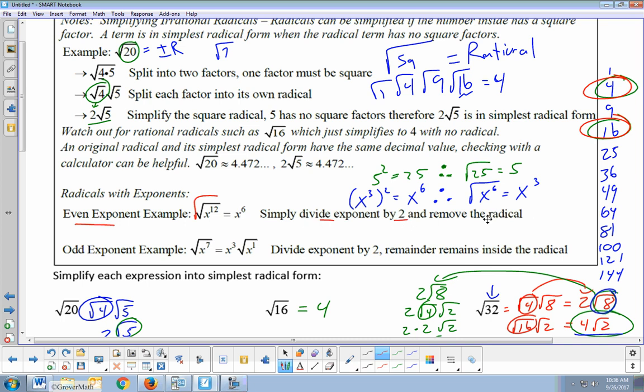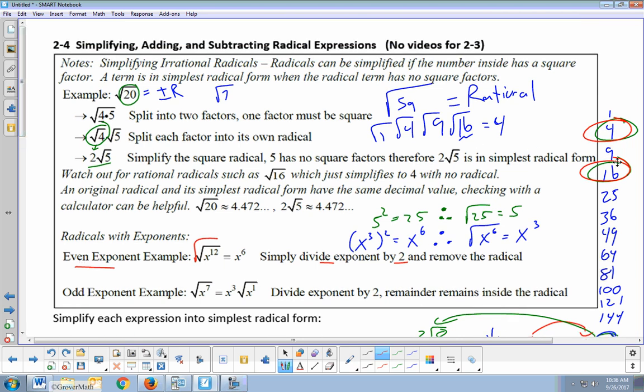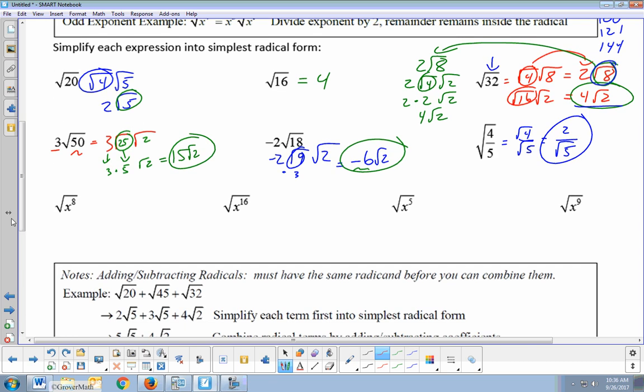They are considered rational. Just like when you have the square root of 1, 4, 9, 16, they're considered rational. Well, even exponents are considered rational. Like the square root of x to the 8th is just x to the 4th. X to the 16th is x to the 8th. And just like we had the square root of 16 was 4, there was no radical because it's rational. Well, if you have an even exponent, there's no radical left over. So a rational radical has no radical when it's reduced.